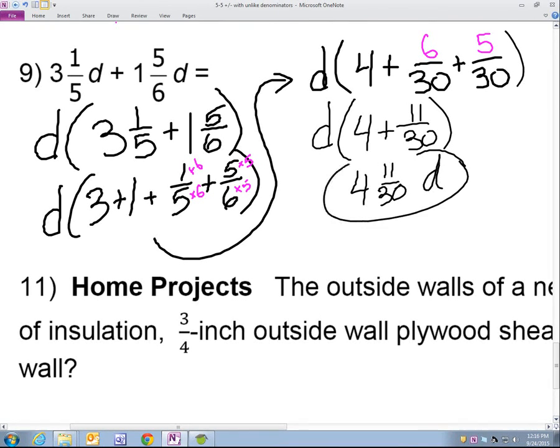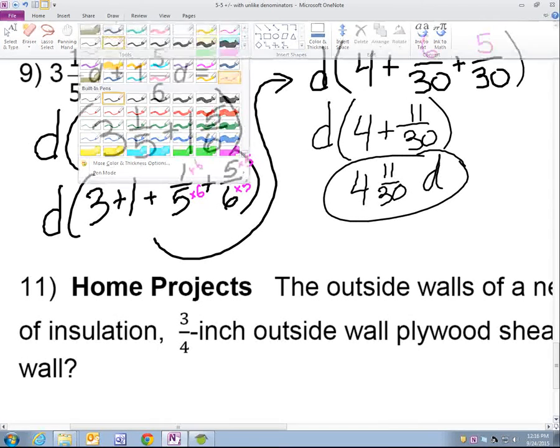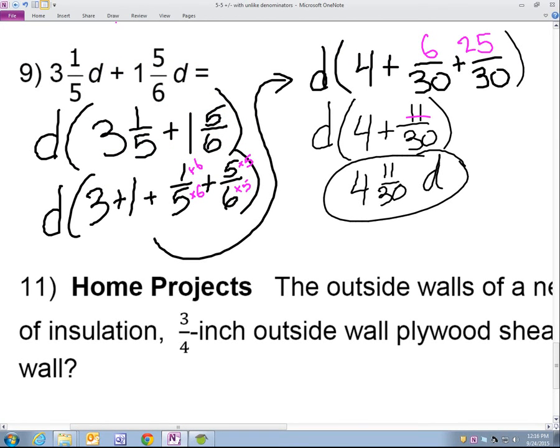There. I pulled out the common factor. Yes, ma'am. Oh. 6 times 5. That's not right. I did something wrong here. Oh, that's it. You are correct. Thank you so much. This is 25. I just saw that I was doing something wrong. That's 31. This should be... Yeah. There we go. Thank you. Good catch.